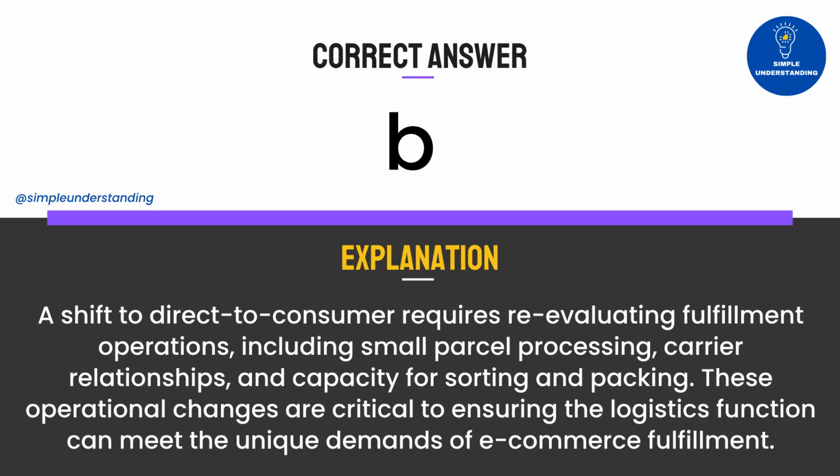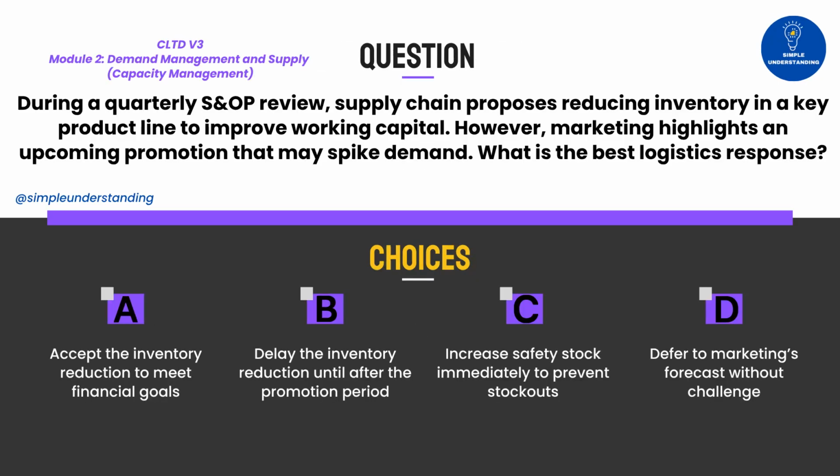Correct answer, B. Explanation. A shift to direct-to-consumer requires reevaluating fulfillment operations, including small parcel processing, carrier relationships, and capacity for sorting and packing. These operational changes are critical to ensuring the logistics function can meet the unique demands of e-commerce fulfillment. Question 10. During a quarterly S&OP review, supply chain proposes reducing inventory in a key product line to improve working capital. However, marketing highlights an upcoming promotion that may spike demand. What is the best logistics response?